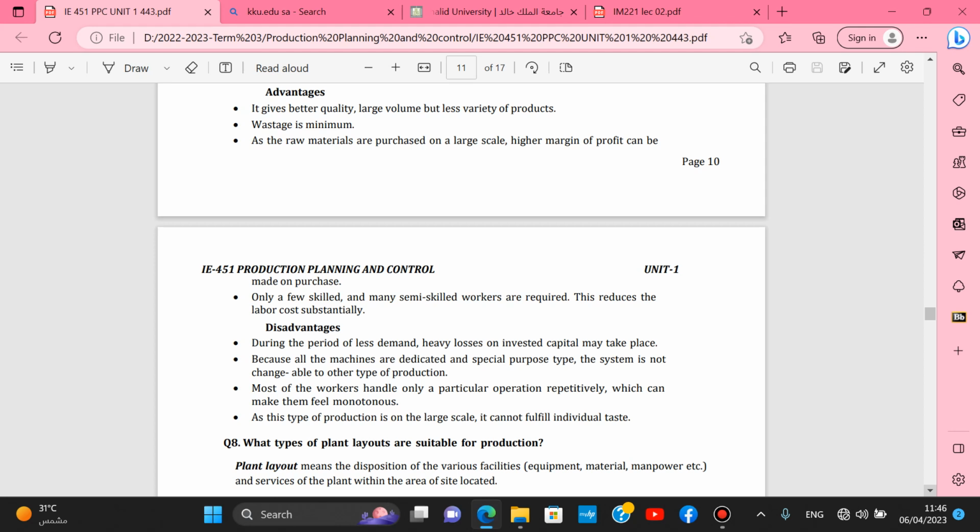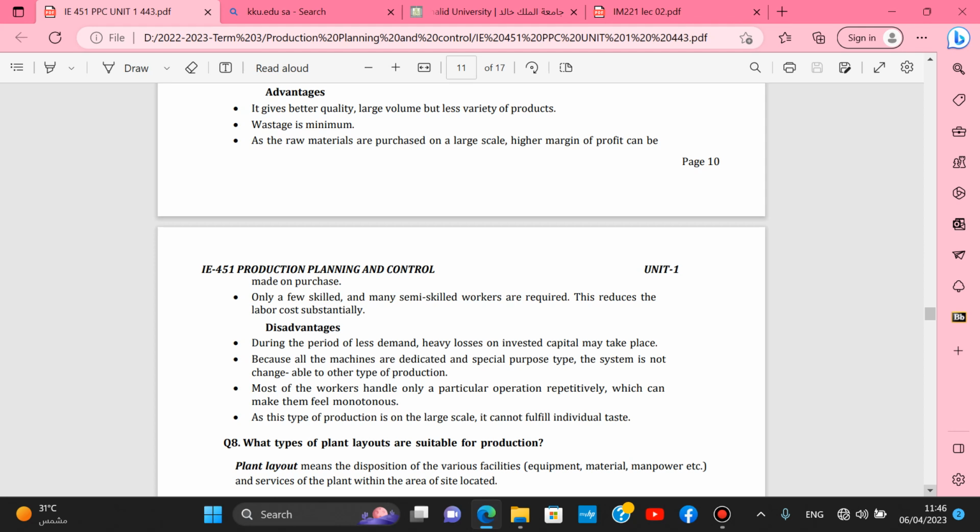But what are the disadvantages of this type of production system? During the period of less demand, heavy losses on invested capital may take place. يعني لما يكون less demand تتأثر عكس batch production. Because all the machines are dedicated and special purpose type, the system is not changeable to other type of production. Most of the workers handle only a particular operation repetitively, which can make them feel monotonous. يعني هذا بيقتل نوعا ما الحس الإبداعي في الوركرز لأنهم بيقوموا عمليات يعني repetitively. okay.